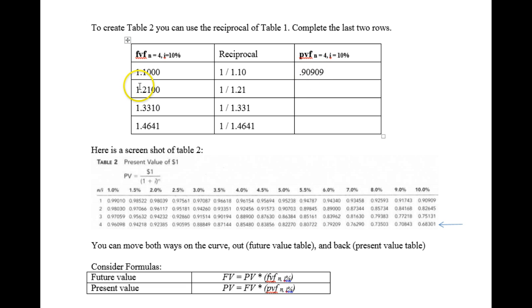If you take 1 divided by 1.2100, you get 0.82644. Now you put this on hold and continue this table for me using the formula I showed you right here. When you finish the table, you can see on the 4th year you end up at 0.68301. Now follow that to a screenshot of table 2 where you come down n equals 4 and i equals 10 and you get 0.68301.